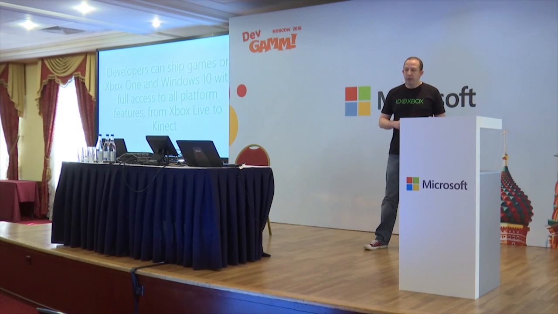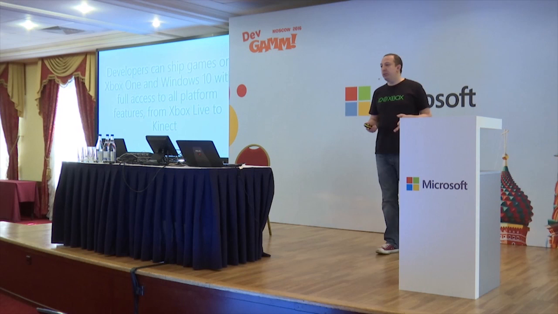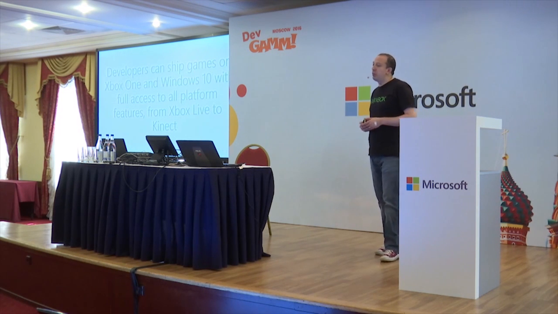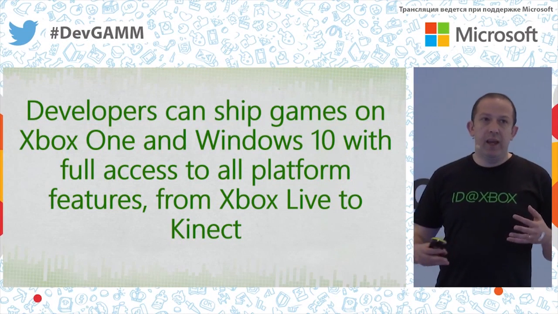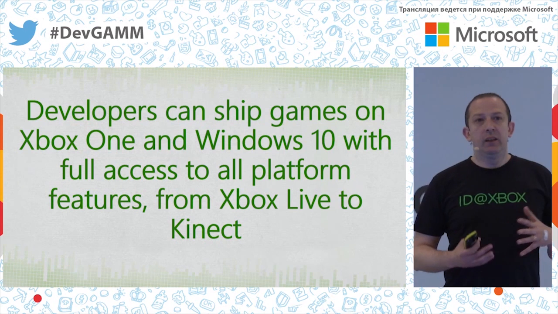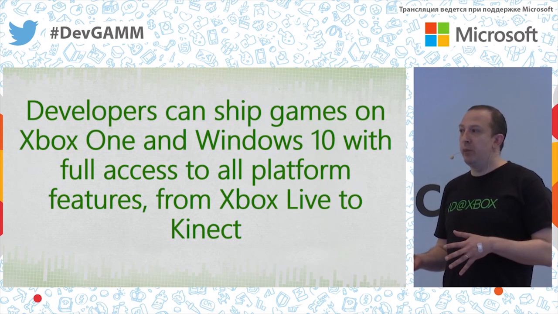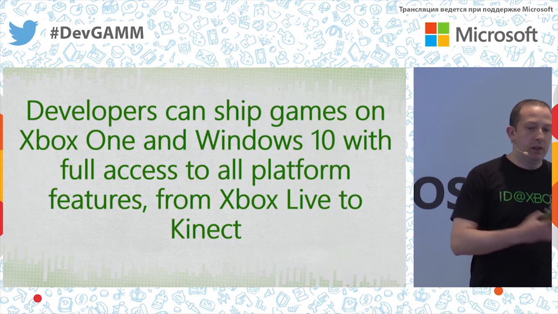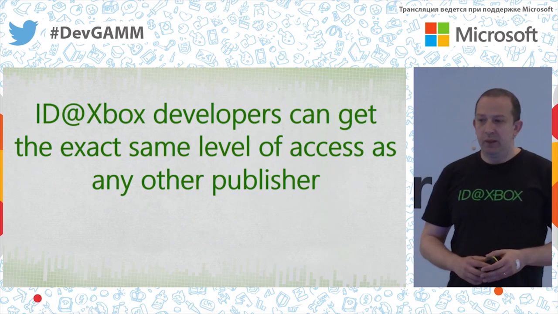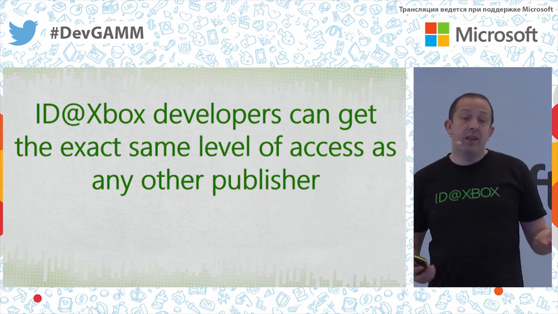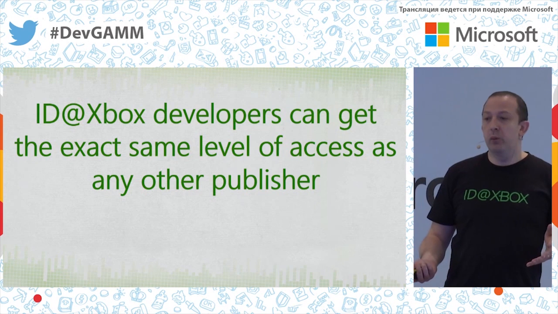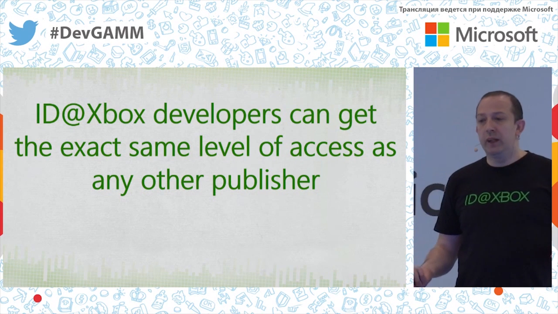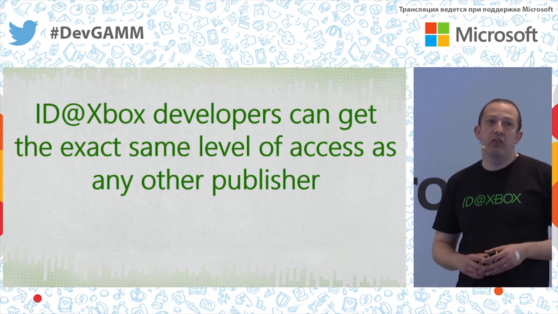So how do we try to achieve our goals? Developers can ship games on Xbox One and Windows 10 with Xbox Live with full access to the features of the platform, from Xbox Live to Kinect to the power of the hardware. There's no distinction between an ID at Xbox developer or a AAA developer. All developers are the same. Developers, as I said, get the same level of access. It's very important we enable the creativity of our developers, empowering them to take advantage of what the Microsoft ecosystem has to offer.